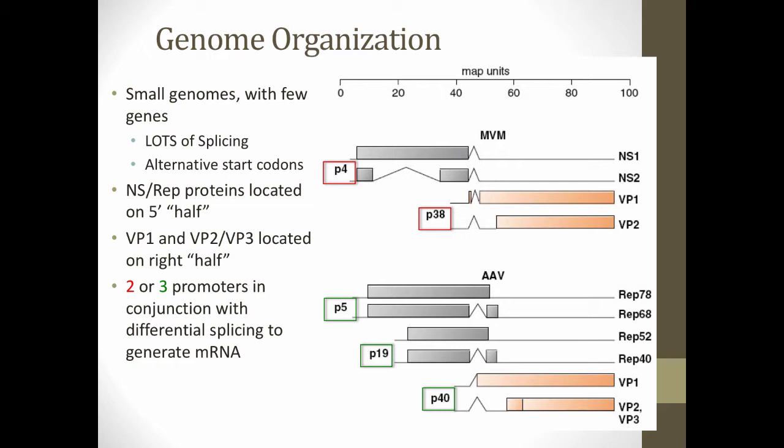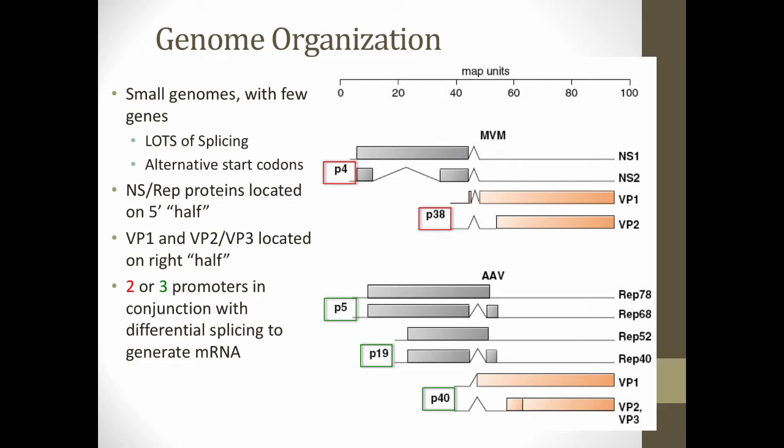So generally, the non-structural proteins, the proteins that don't make up the virus, don't make up the coat, are located on the 5' or left half of the genome. And then your capsid or structural proteins are located on the 3' or right half of the genome. So in the case of minute virus of mice, you have 2 promoters that drive mRNA expression. In the case of adeno-associated virus, they have an additional promoter for a total of 3 that drives expression.